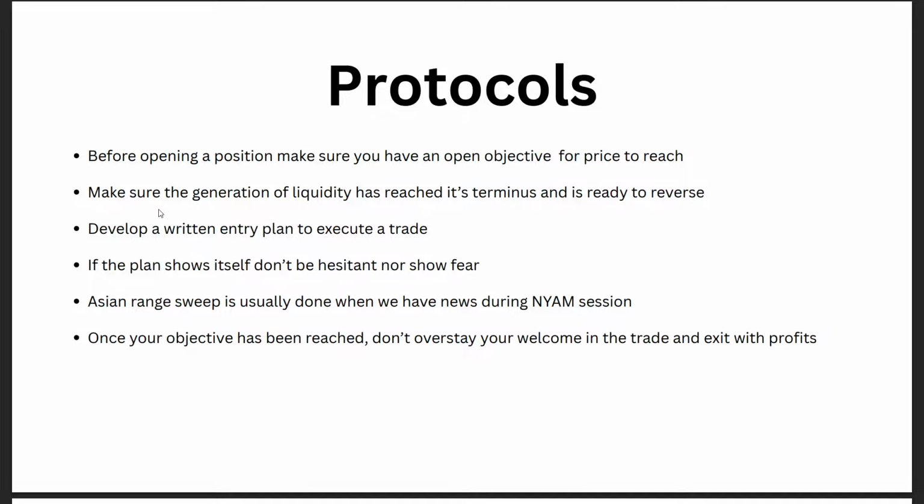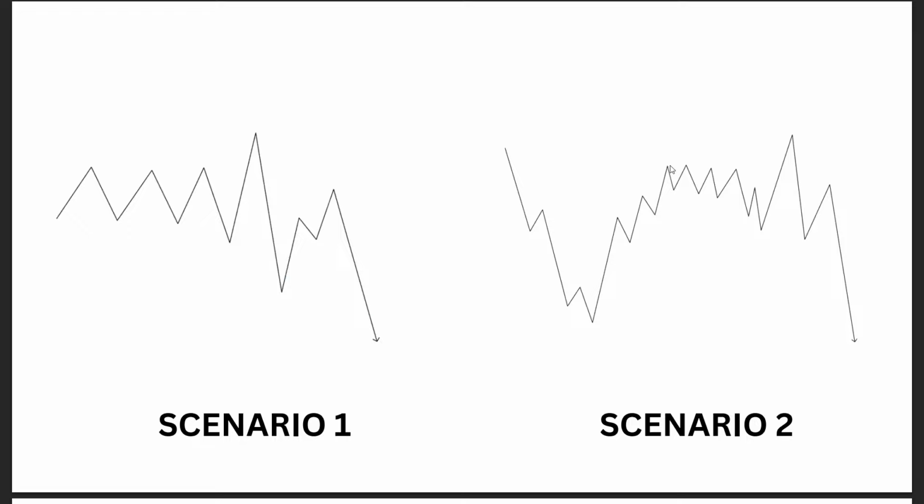So liquidity has to be generated before. For example, over here, a lot of liquidity has been generated. Then price reached its terminus, meaning the manipulation. Right there, you'll see some sort of entry pattern over here. And then the distribution begins. And the distribution is quick.